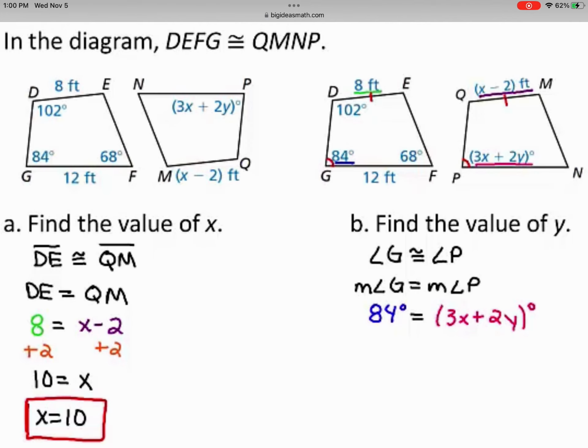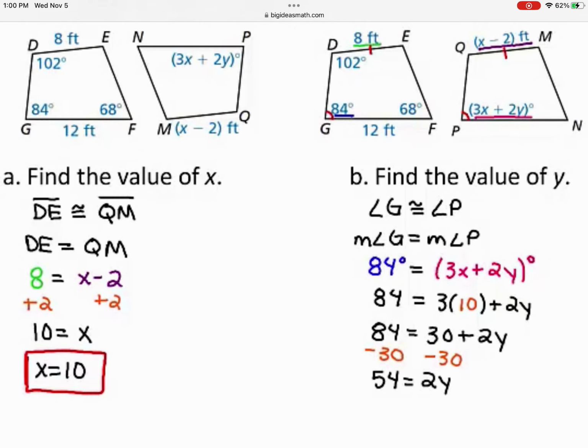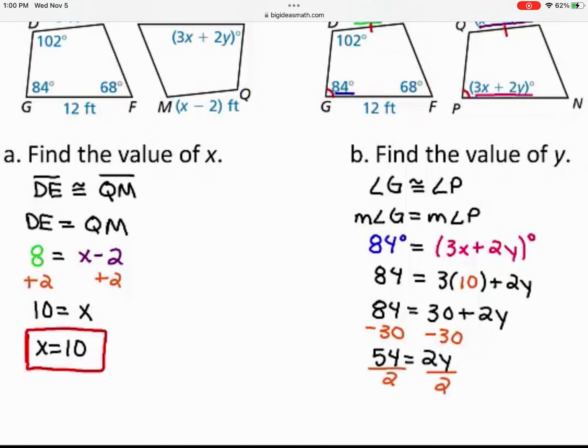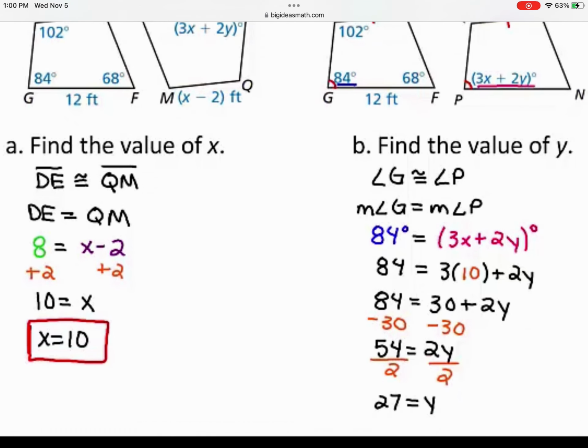Next, you found the value of x to be 10, so you can substitute 10 in for x. When you simplify, 3 times 10 gives you 30. Now, to solve for y, you can first subtract 30 from both sides of the equation. This gives you 54 equals 2y. Next, you can divide both sides of the equation by 2. This gives you 27 equals y. Therefore, the value of y is 27.